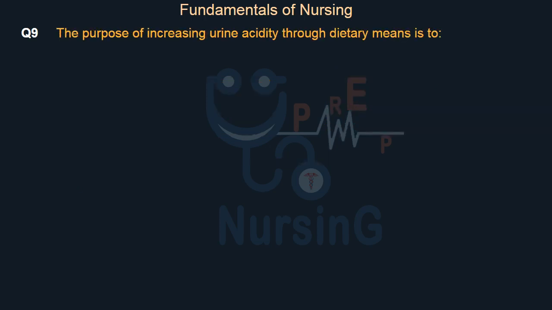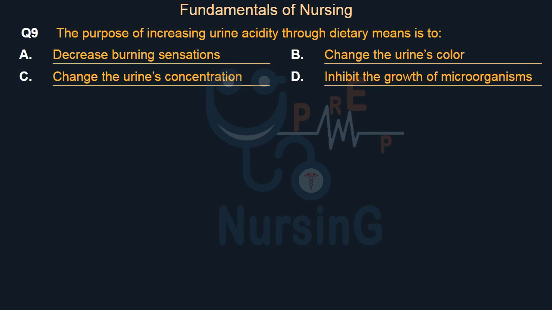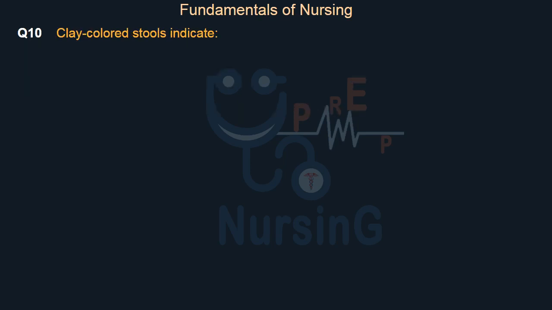The purpose of increasing urine acidity through dietary means is to: Option A. Decrease burning sensations. Option B. Change the urine's color. Option C. Change the urine's concentration. Option D. Inhibit the growth of microorganisms. Right answer is Option D. Inhibit the growth of microorganisms. Microorganisms usually do not grow in an acidic environment.